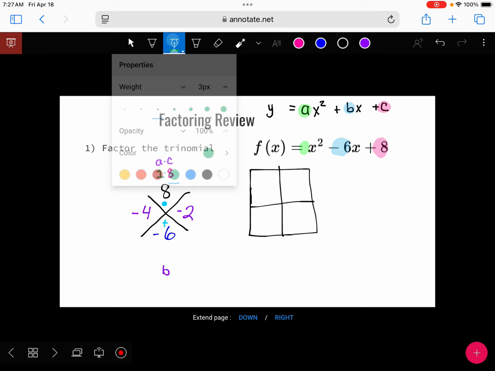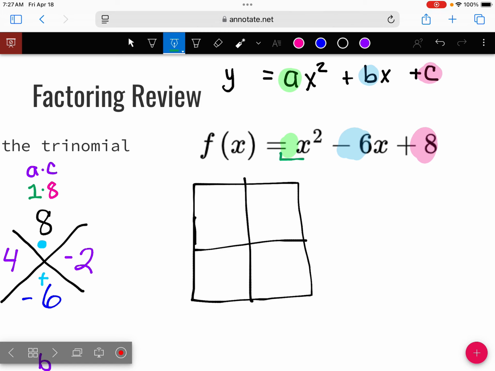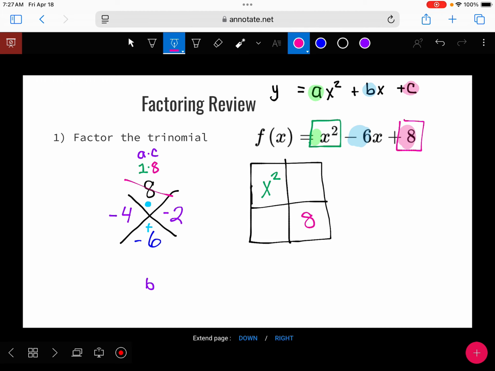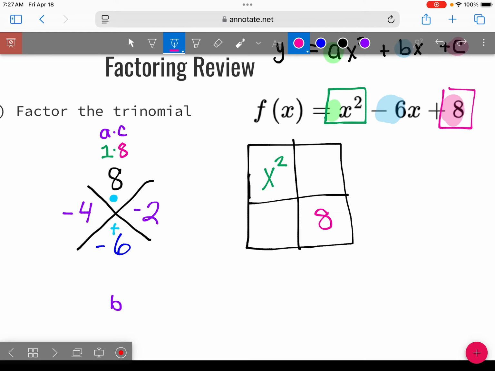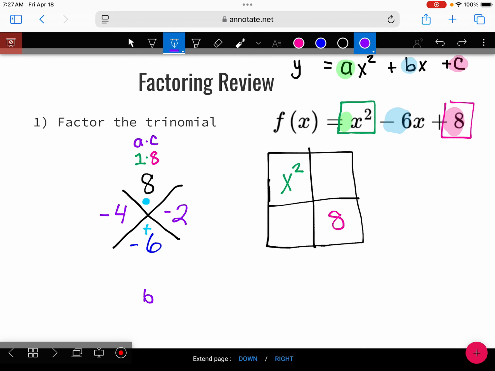So the pieces that go in the box: this guy, the first term, goes in the top left box. That's our 1x squared, or just x squared. The 8, our c, also goes in the box. That's this guy down here. This guy does not go in the box. This guy does not go in the box. Please stop putting them in the box. Not saying y'all specifically, but in general, it happens frequently. These two pieces over here are the only things that are coming out of this x frame.